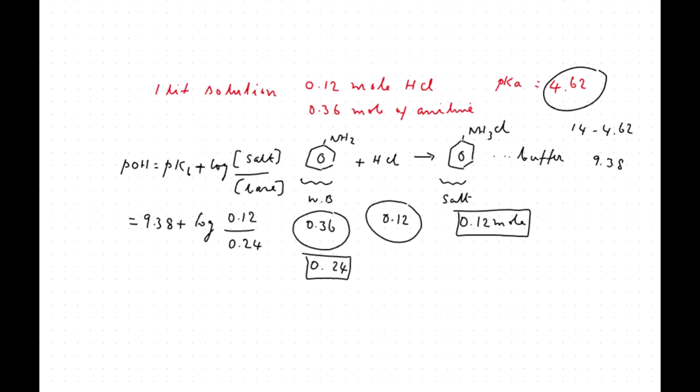So if you simplify, you will be getting 9.38 minus 0.3. So the pOH of this solution is 9.08. If the pOH is 9.08, what is the pH of the solution? Because what is asked is the pH. It is 14 minus 9.08. So the pH of the solution is 4.92.